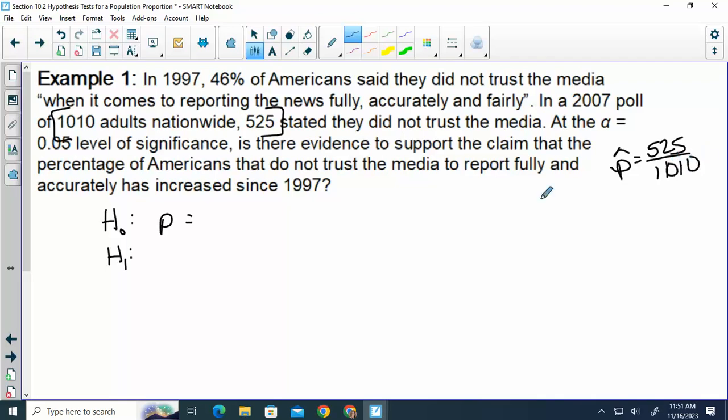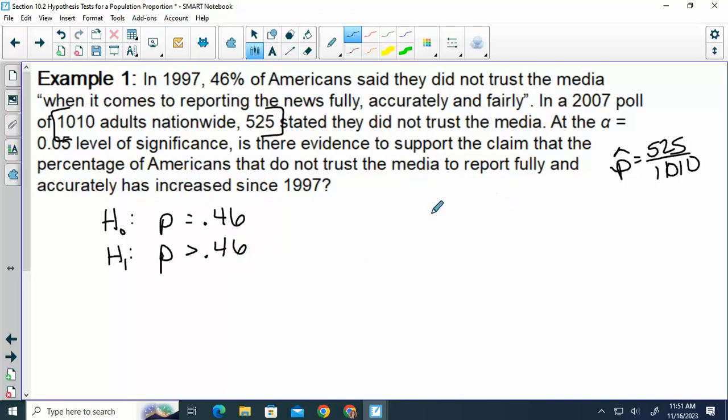So we want the 0.46. Yes. We're basing it off the original. In 1997, they said it was 46%. We are testing if it has increased since then. So my alternative would be that P is greater than 0.46.